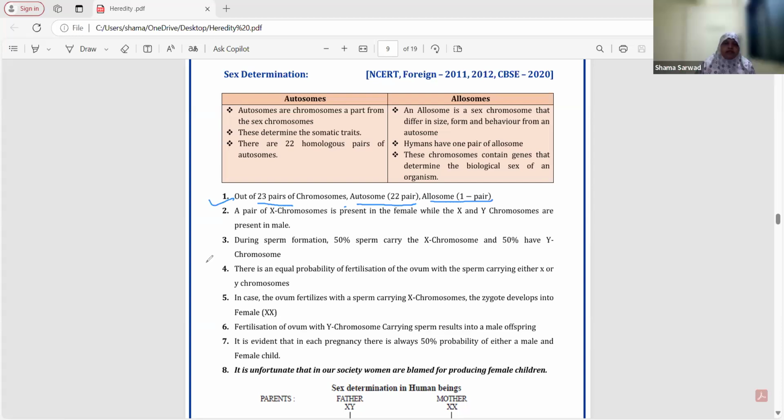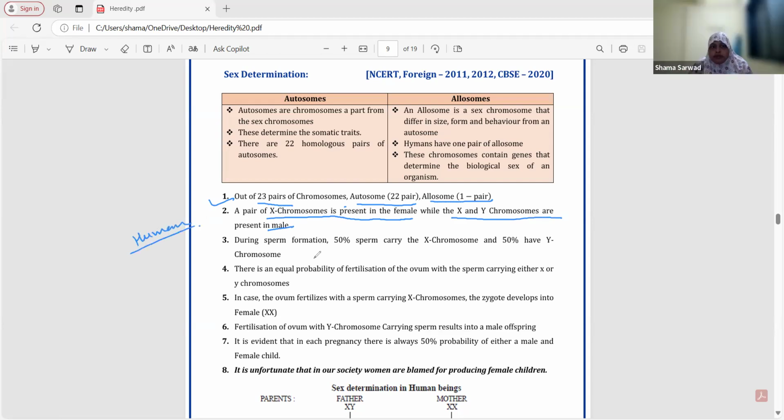See the content given here. Out of 23 pairs of chromosomes, 22 are the autosomes and one is an allosome. Then a pair of X chromosomes is present in a female, while X and Y chromosomes are present in a male. It's related to humans.